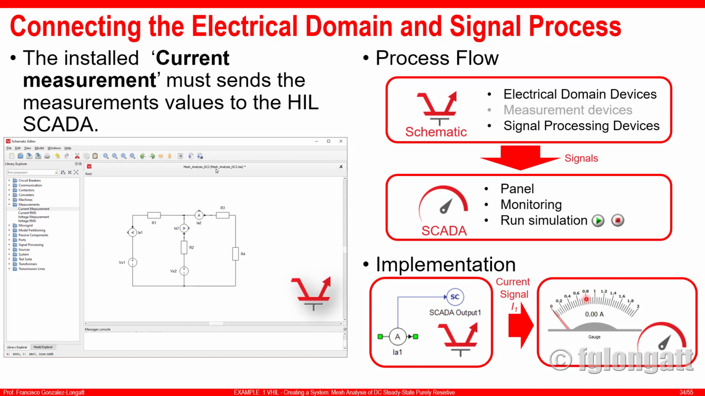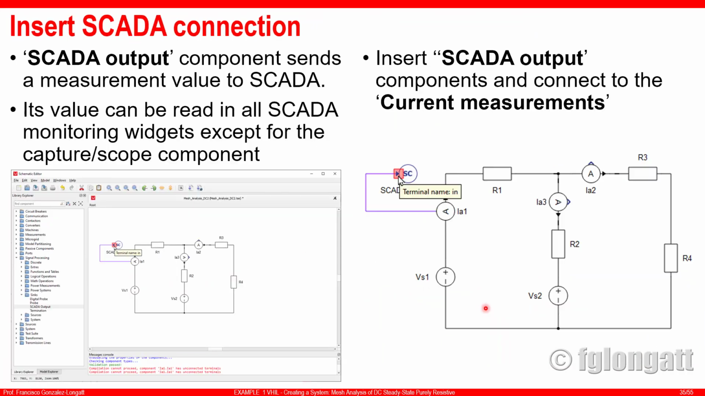What we will do now is basically we will install in our schematic diagram the SCADA output. The SCADA output is located here inside the library. If you go inside the folder called Signal Processing, then there is a subfolder called Sinks, and inside you will find the SCADA output. Then you drag and drop, and you will find your SCADA output in your schematic diagram.